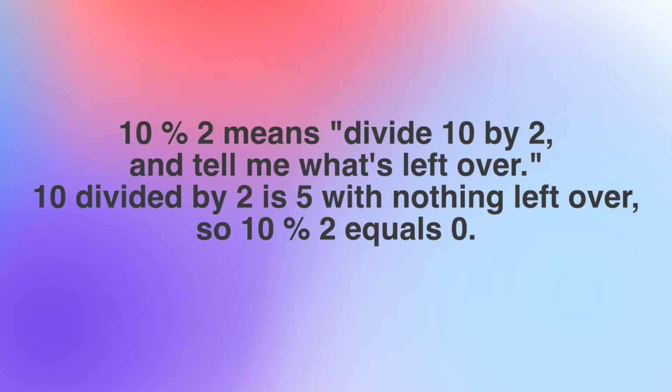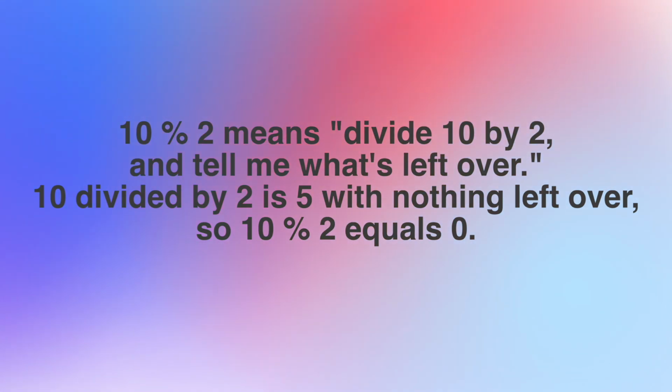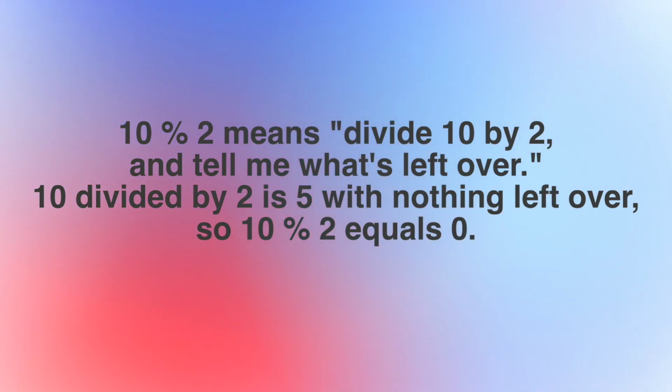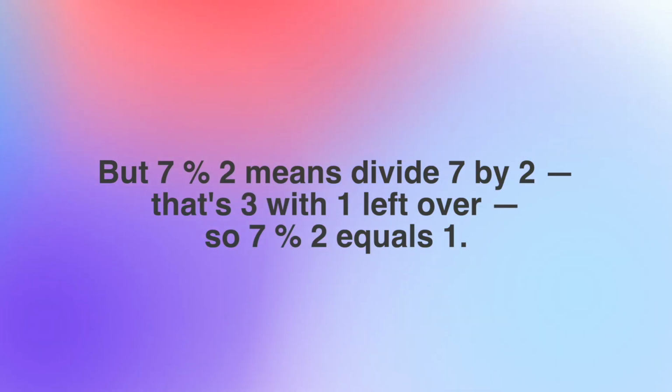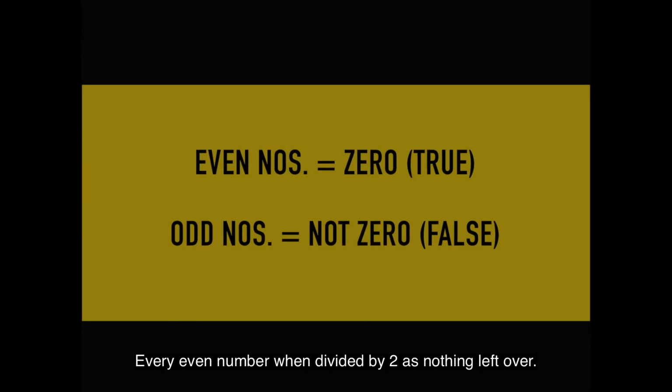10 % 2 means divide 10 by 2 and tell me what's left over. 10 divided by 2 is 5 with nothing left over. So 10 % 2 equals 0. But 7 % 2 means divide 7 by 2, that's 3 with 1 left over. So 7 % 2 equals 1. Every even number when divided by 2 has nothing left over. The remainder is always 0. Every odd number always has a remainder of 1. That's the entire mathematical definition of even, a remainder of 0 when divided by 2.